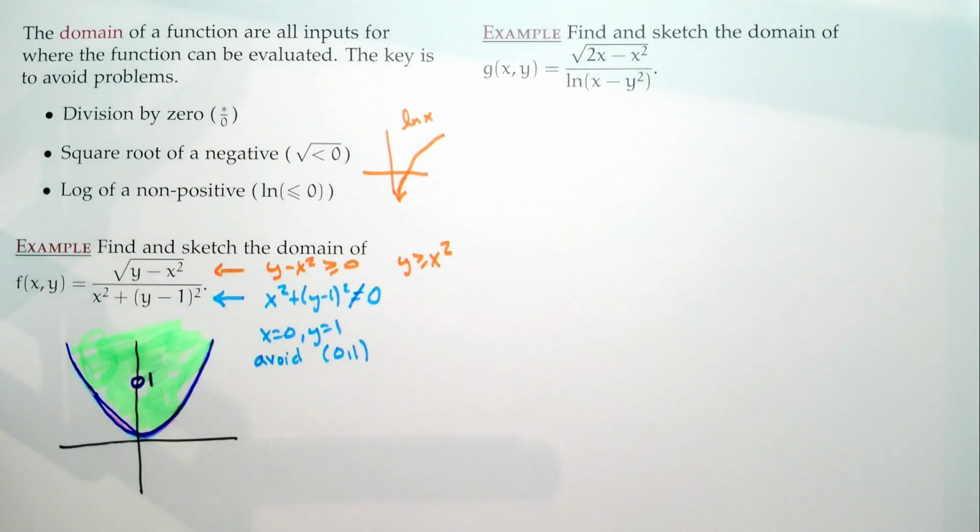Find and sketch the domain of the following function: square root of 2x minus x squared, divided by log of x minus y squared. Okay. Well, where are some problems?